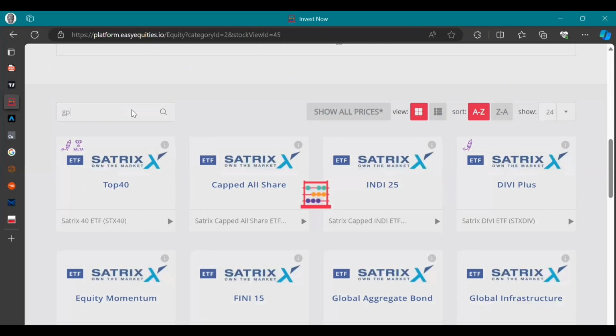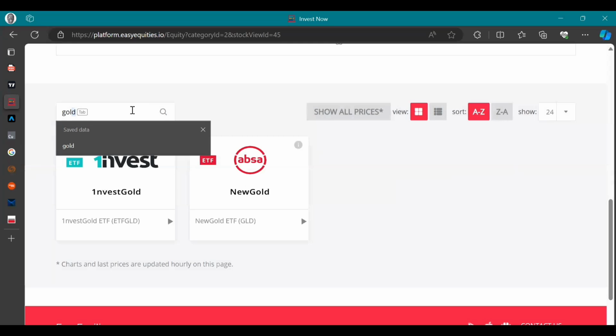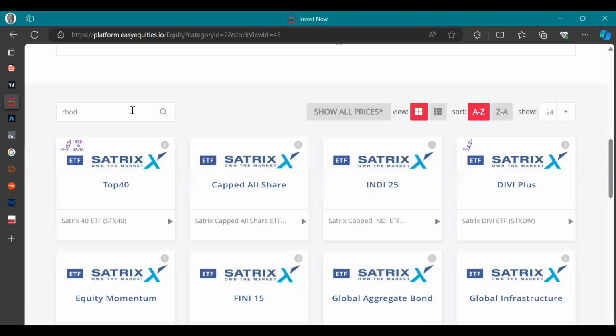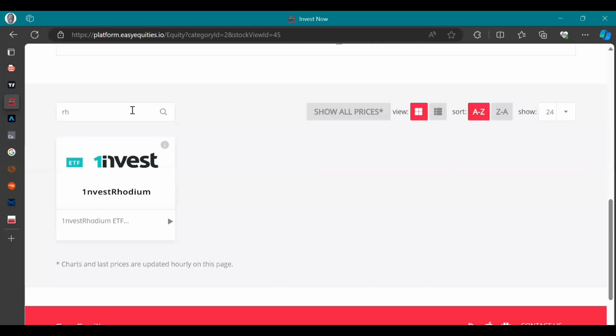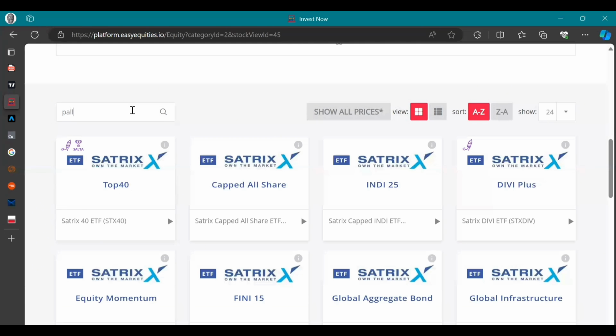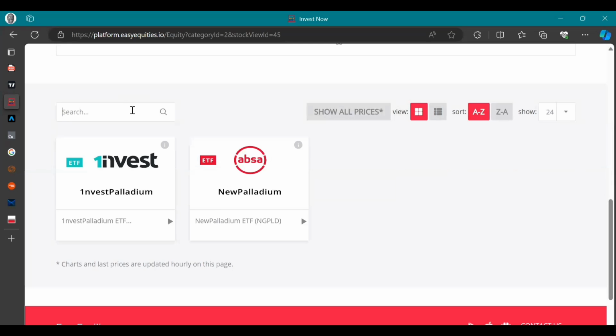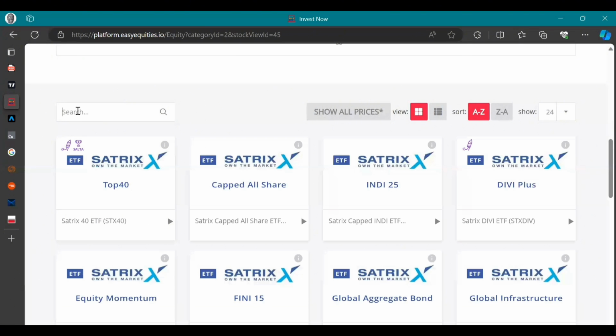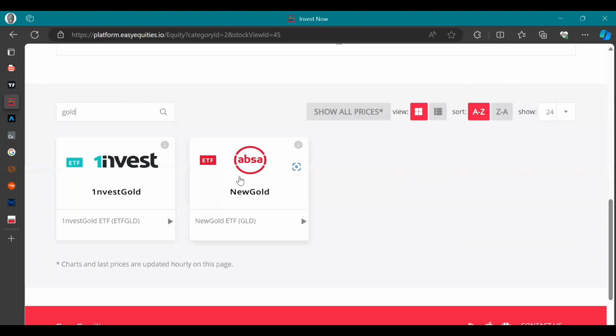So for example, you could search for something like gold on Easy Equities, or you could search for something like rhodium and you could find that. Maybe you could search for palladium as well, and then you could find palladium. Maybe you're interested in buying platinum, and so you could find platinum right here. So that would be one way of doing it. And obviously to transact, all you would actually do is just buy the actual ETF.